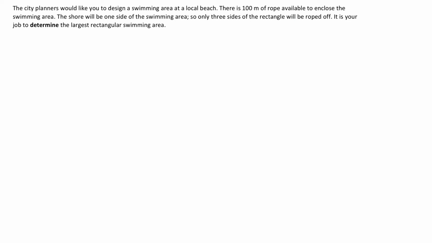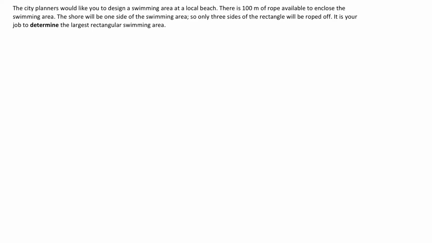All right, let's do a few examples. We're going to start off with this example over here, which says a city planner would like you to design a swimming area at a local beach. There is 100 meters of rope available to enclose the swimming area. The shore will be one side of the swimming area, so only 3 sides of the rectangle will be roped off. It is your job to determine the largest rectangular swimming area.